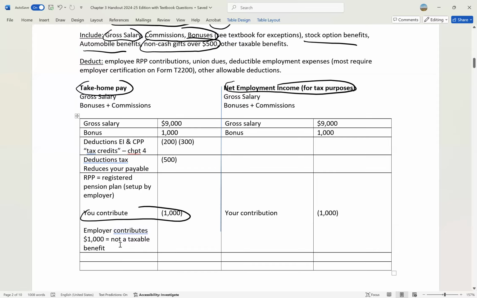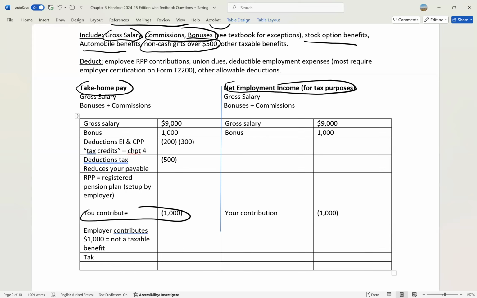Now, the amount that your employer contributes, if you think about it, is basically extra money that you are getting put into your pension plan by your employer. So the logical thinking would be that, yes, that should be taxable to you because you're getting this extra $1,000 put in by your employer into your pension plan that will become yours when you take it out when you retire. But again, the government wants to encourage Canadians to save for retirement, so they make the employer contribution not a taxable benefit.